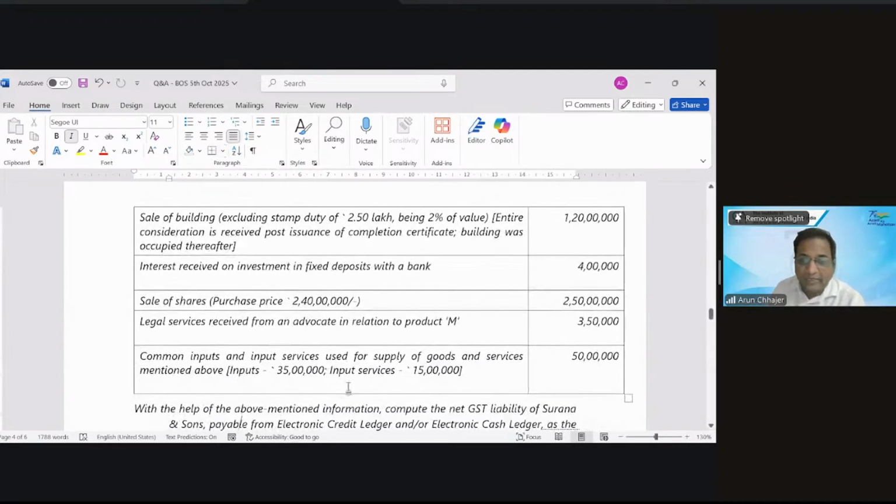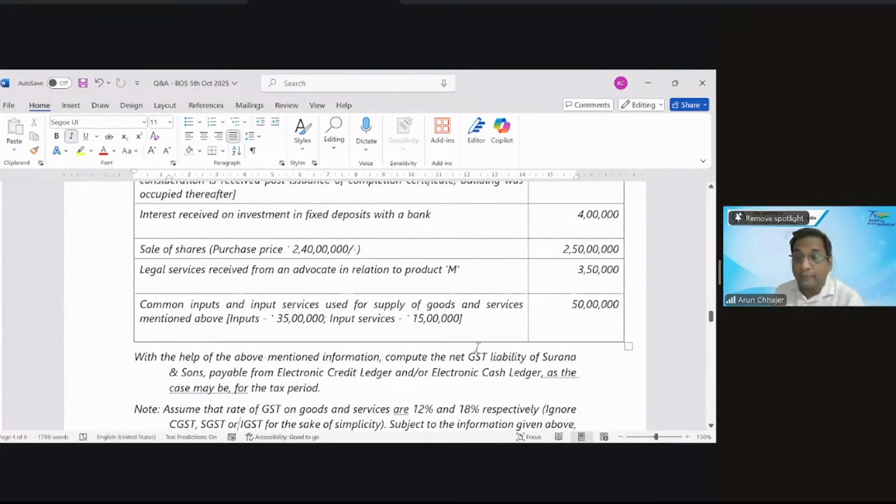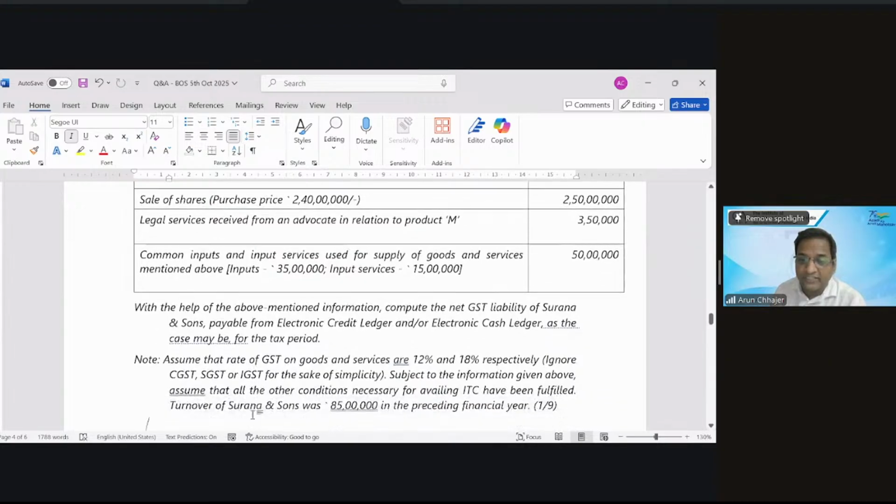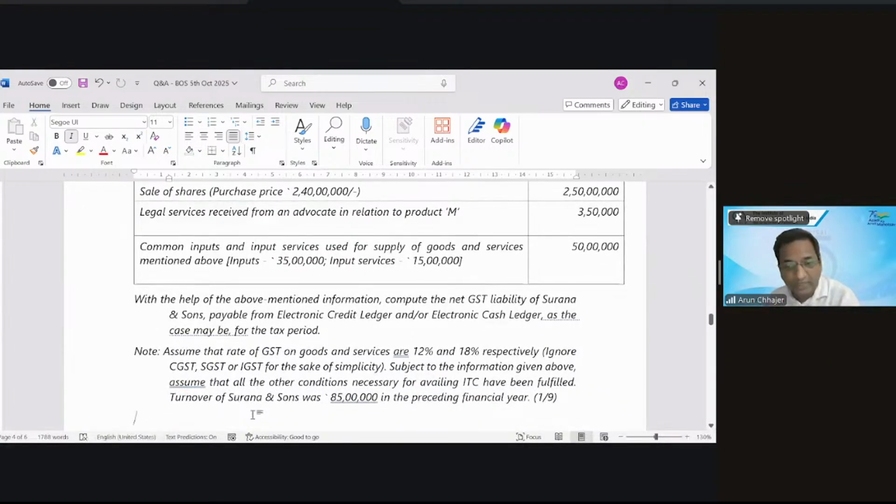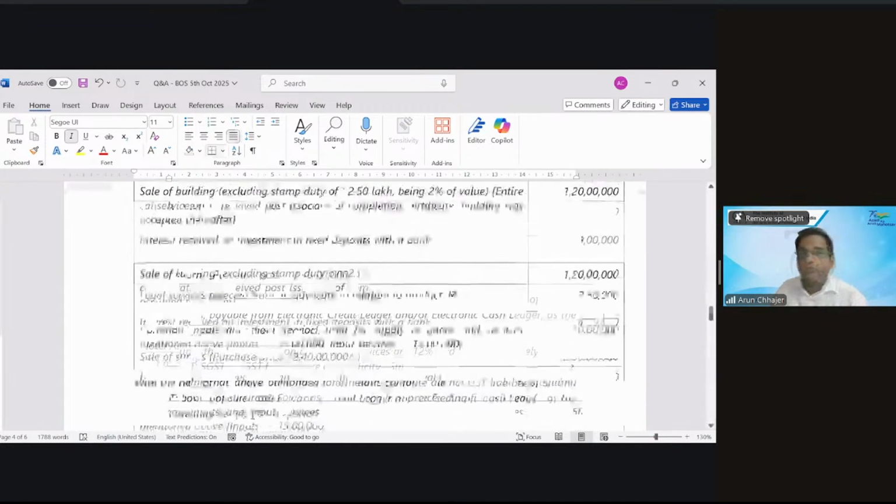Perfect. Common input service used for supply of goods and services, 35 lakh and 15 lakh. With the help of above information, compute the net liability payable from credit or cash ledger. Assume the GST rate on goods is 12%, services 18%. Ignore CGST for the sake of simplicity. Subject to the information given above, assume that all other conditions for availing the ITC have been fulfilled. Turnover of the organization is 85 lakh in the preceding financial year. So fine.